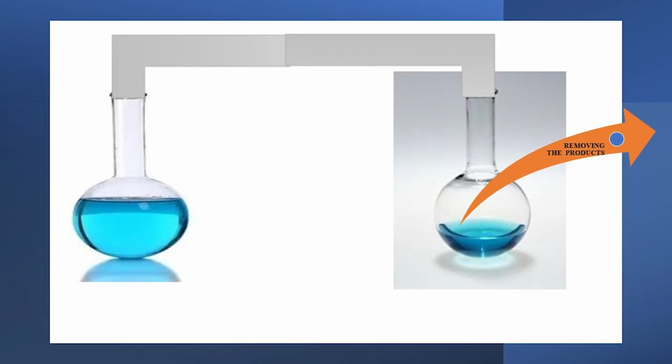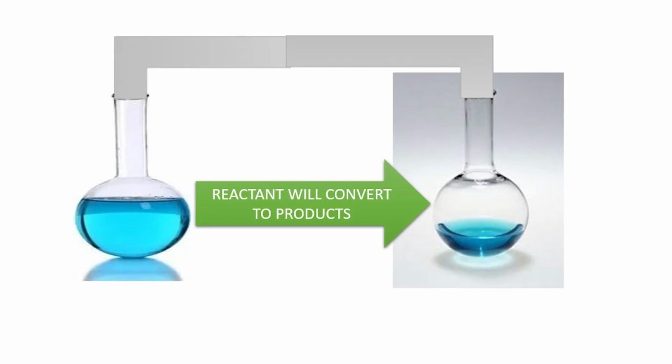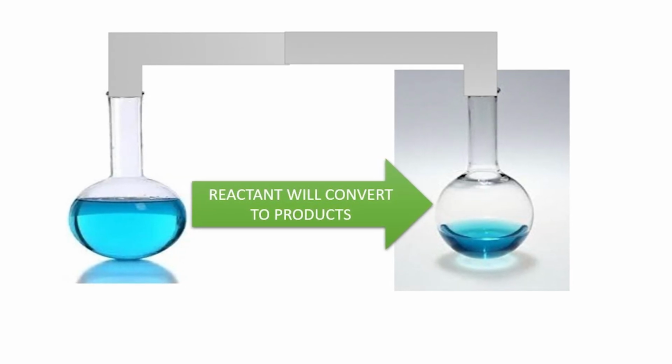If we remove the products from the equilibrium system, what will happen? On removing the products, the concentration of product in the equilibrium mixture decreases. So, in order to attain equilibrium, the reactants will convert to product. So, on removing the products, equilibrium shifts in the forward direction. If we remove the reactants from the system, equilibrium will move in the backward direction.